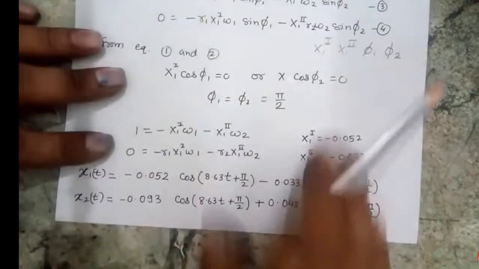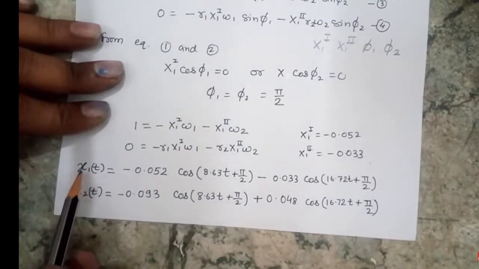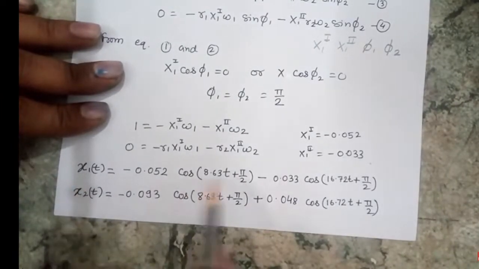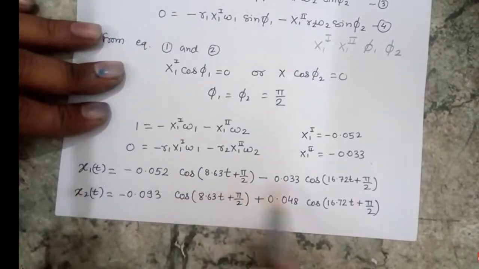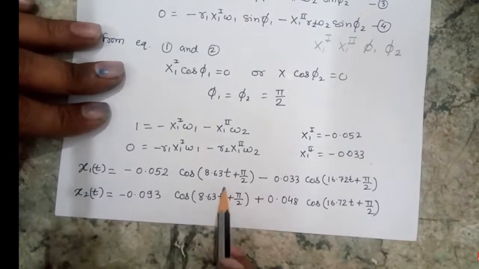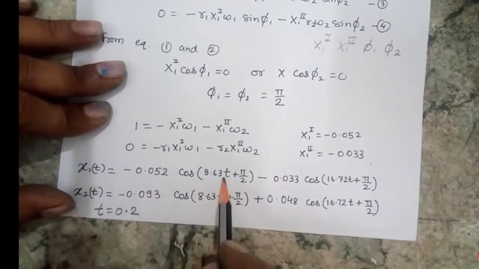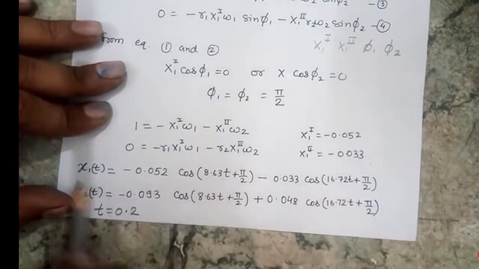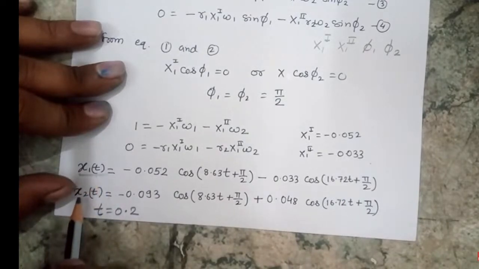Now when I put these two values as well as the two phi's into my actual governing equations, I get an expression representing the response of the two masses at different time instants. This t value is what I vary: if I want to find the response of the system at t equal to 0.2 second, I put t equal to 0.2 in this equation and I will get a magnitude of x1 as well as a magnitude for x2.